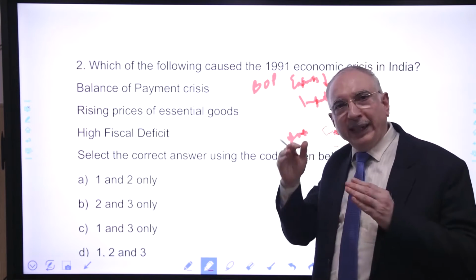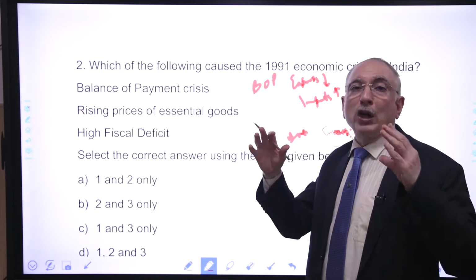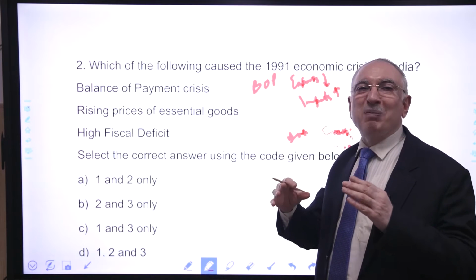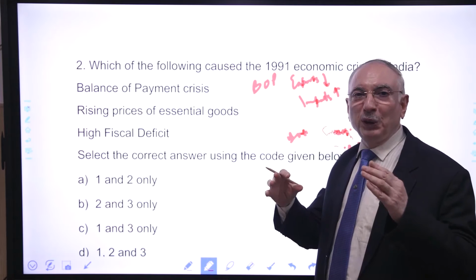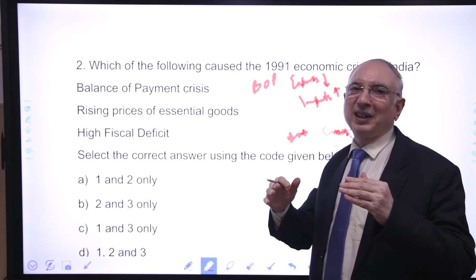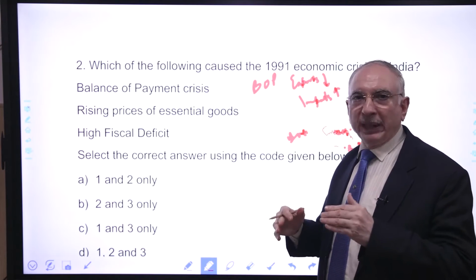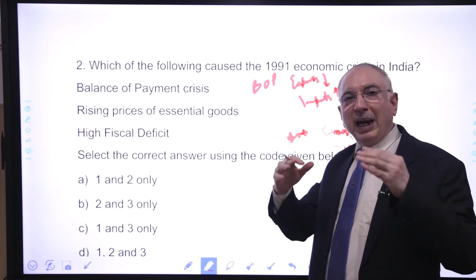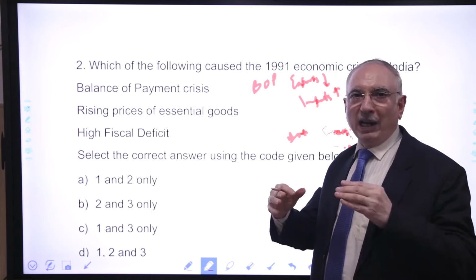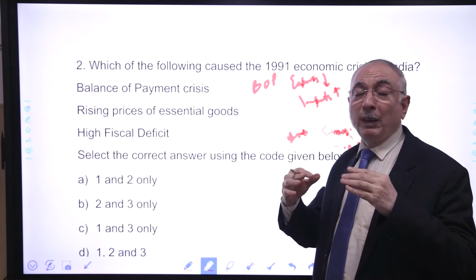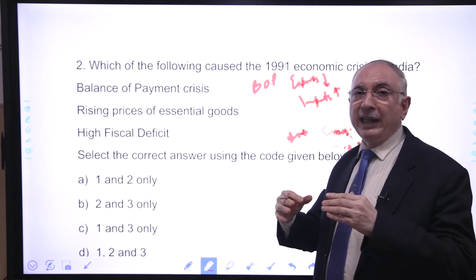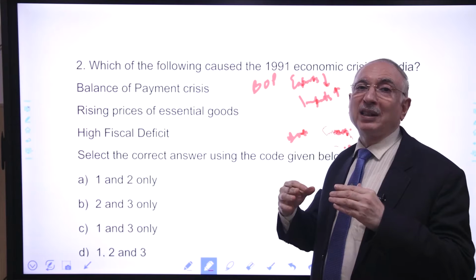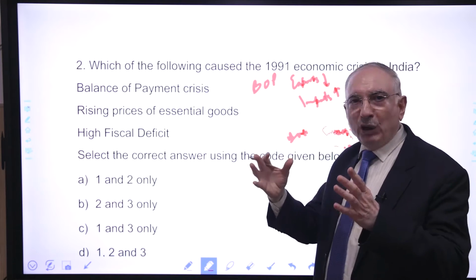One was that exports declined sharply because of the collapse of the USSR. The major trading partner during those years used to be the USSR, and with its collapse, our exports declined sharply. Imports rose because during that time there was the Gulf War, and our import dependence on fuel was very high, and the prices of petroleum products rose, and that shrank our BOP.